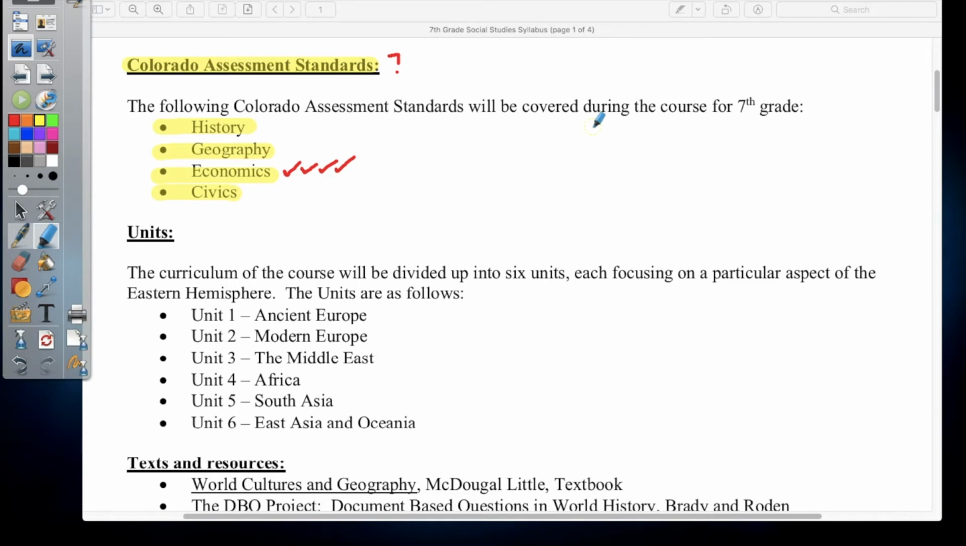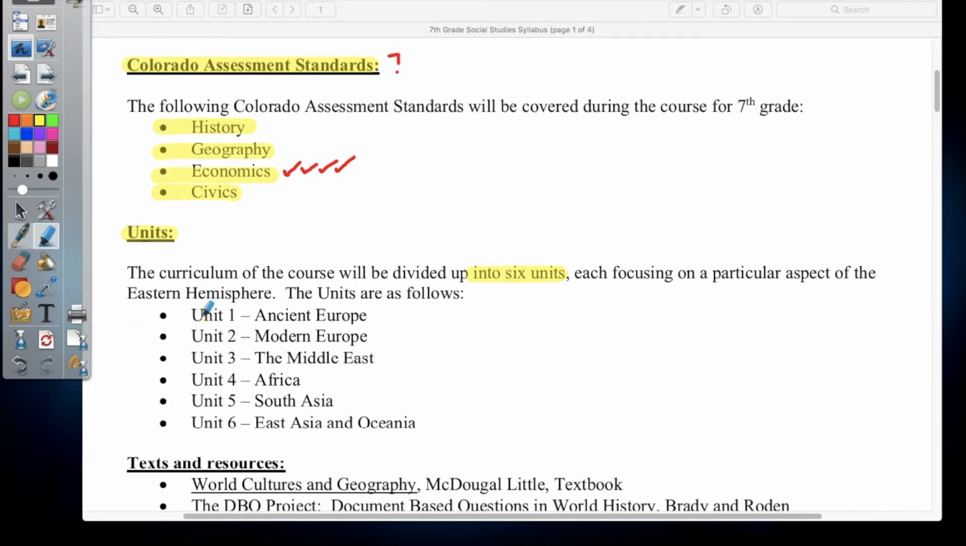Now, as for your content, what I like to do is break up your content into units. As your syllabus reads, the curriculum of the course will be divided up into 6 units. So you will have 6 units. These will be anywhere between 5 to 6 weeks in length, each focusing on a particular aspect of the Eastern Hemisphere. So the units are as follows.